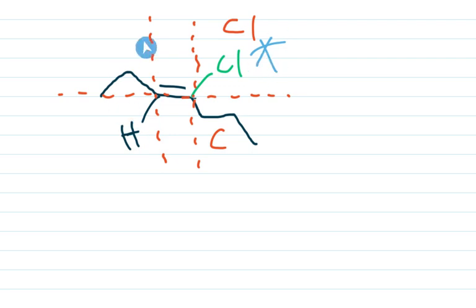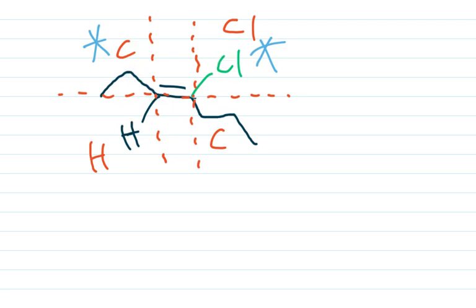Now let's go on to this side of the double bond, and let's start here. Let's trace. The first atom you reach is carbon, right? And if we trace this part, the first atom you reach is hydrogen. So who has a higher atomic number, carbon or hydrogen? Carbon does.